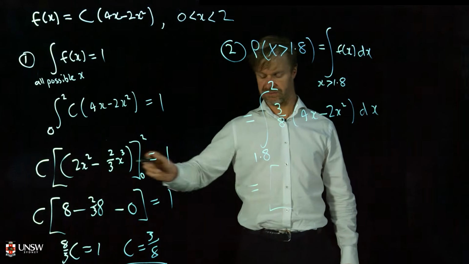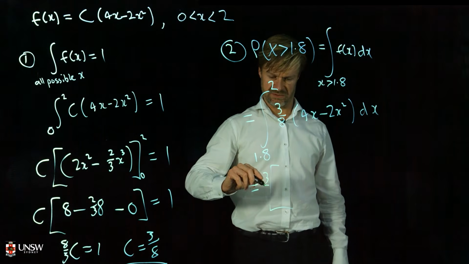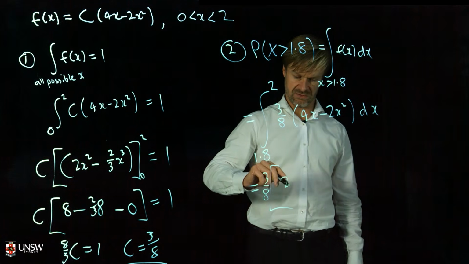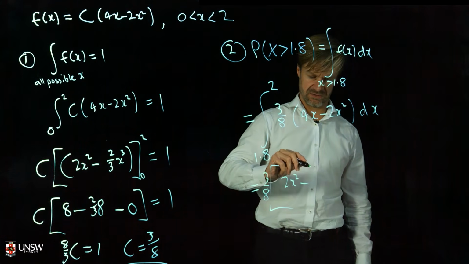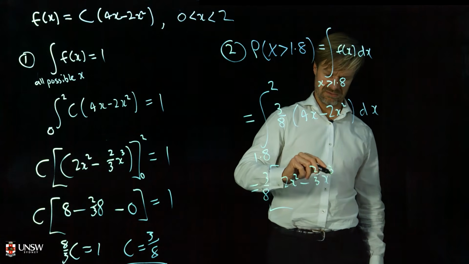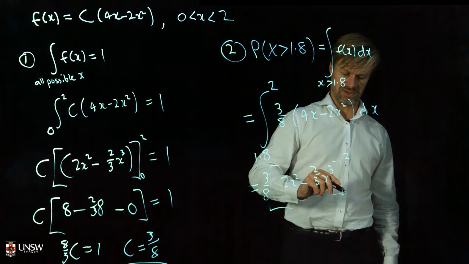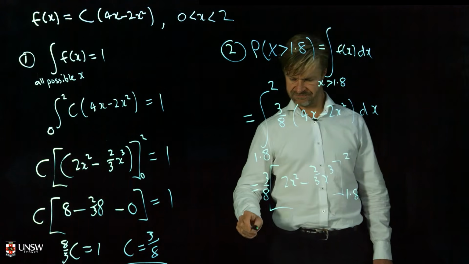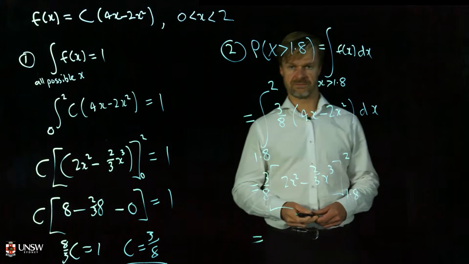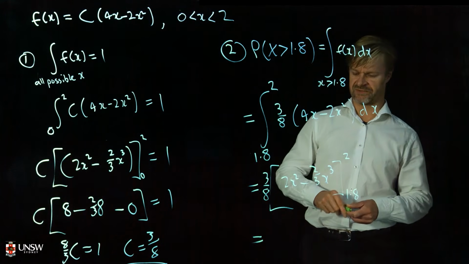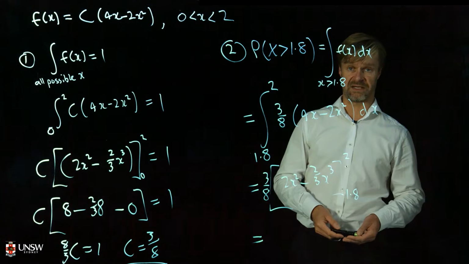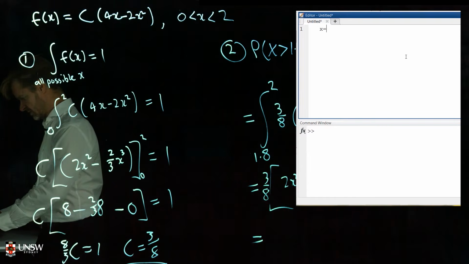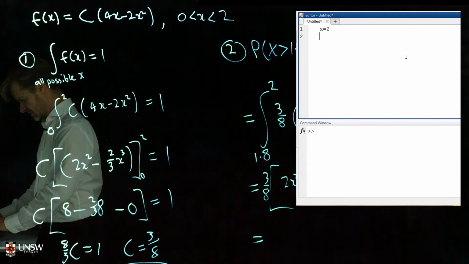And we worked out what that was equal to over here. It's going to be 3 on 8 times 2x squared minus 2/3 x cubed, where we sub in 2 and 1.8. I guess that's most easily done using a calculator or MATLAB. Yeah, I'll go x equals 2. I'll go 3 on 8.